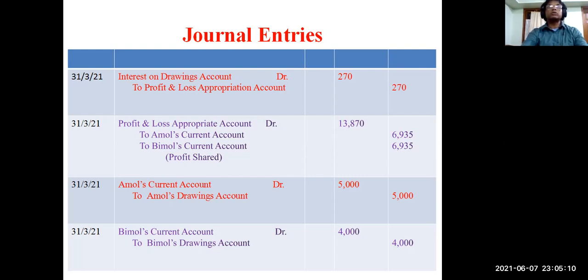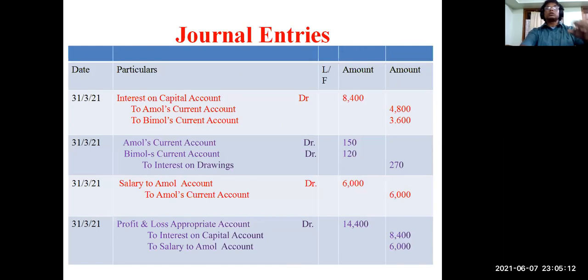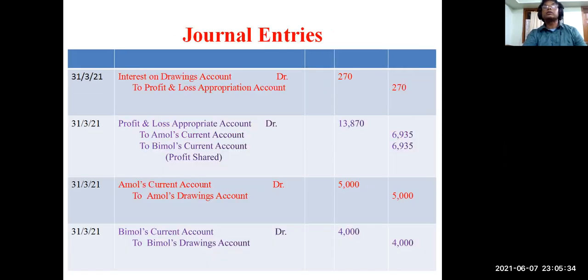You can do these things in working. You have not made any ledger, so don't worry. You can do it in a rough paper. You can write the credit side of the P&L appropriation account. What is the credit side? The P&L appropriation debit side is 14,400 and credit side 270. So difference.